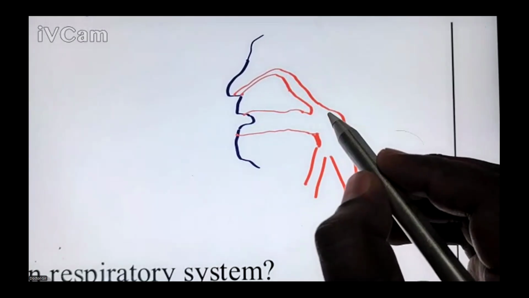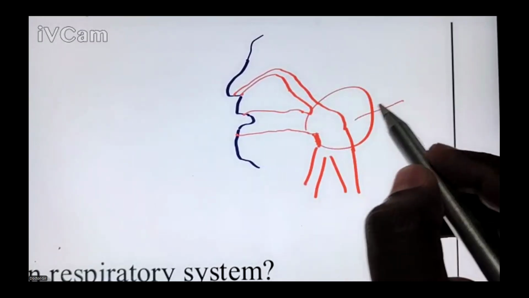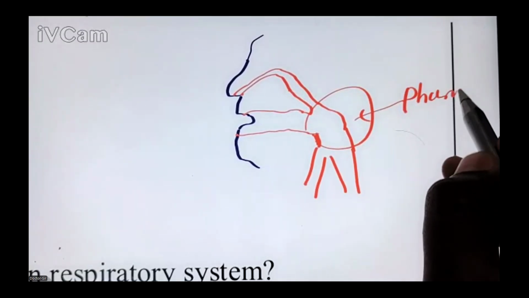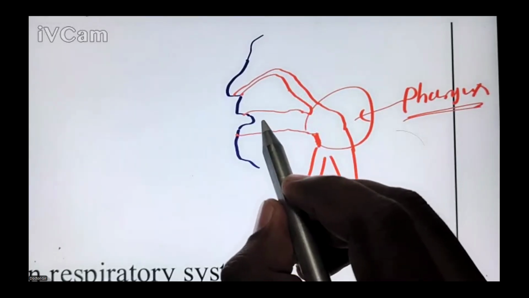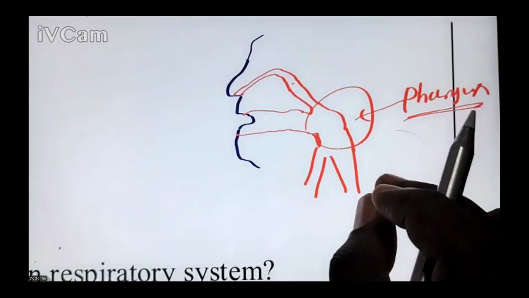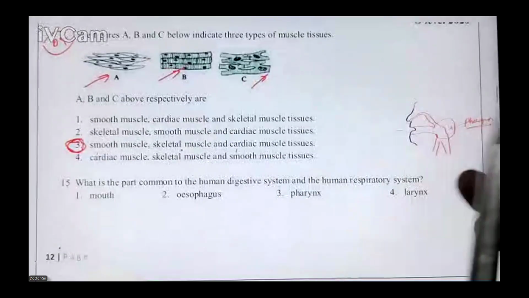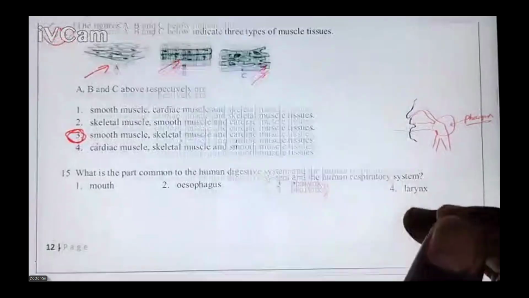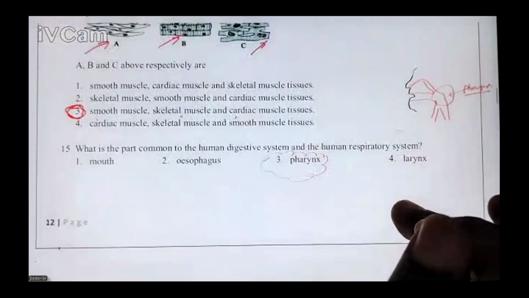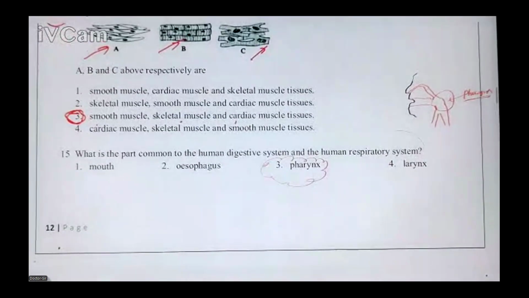This common area we call the pharynx. This common area is the pharynx for the oral cavity and the nasal cavity. They come and join in the common area. That area we call the pharynx. Okay, answer 3.